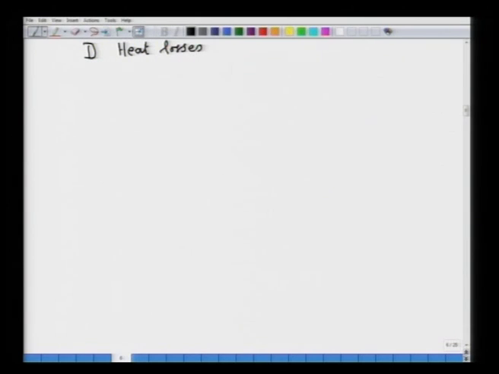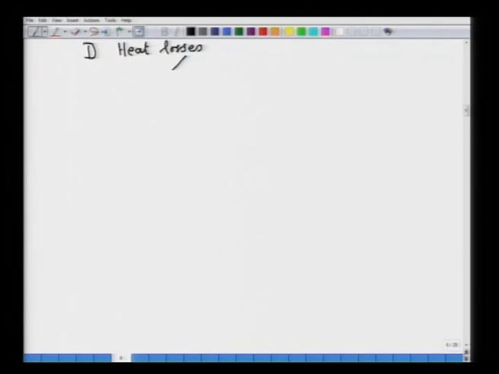Now, heat losses are a very important feature and an integral part of the high temperature extraction processes, and you must be able to calculate heat losses. Here the mechanisms are very clear: conduction, convection and radiation.